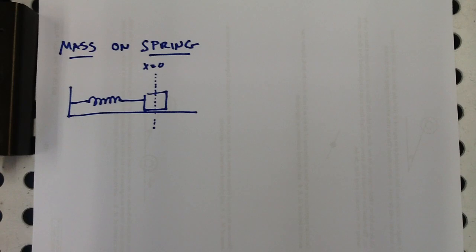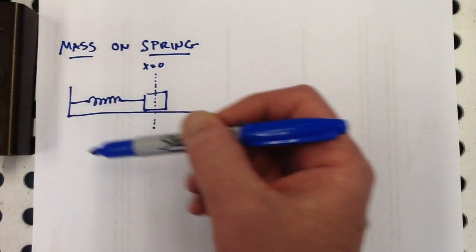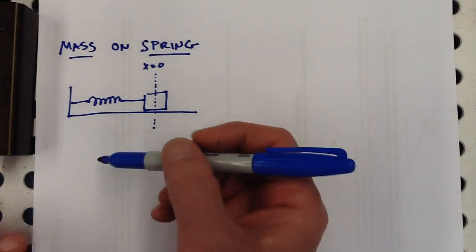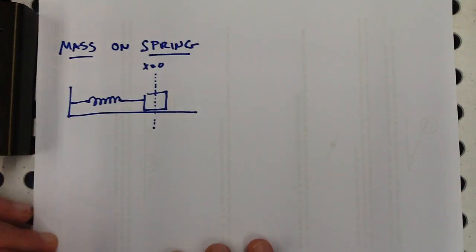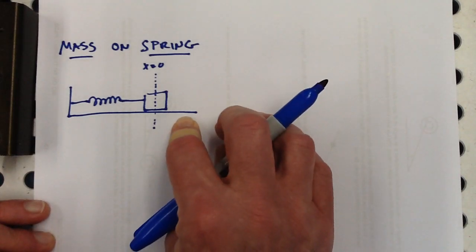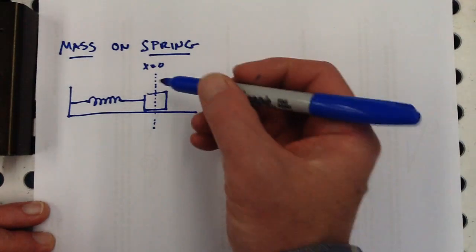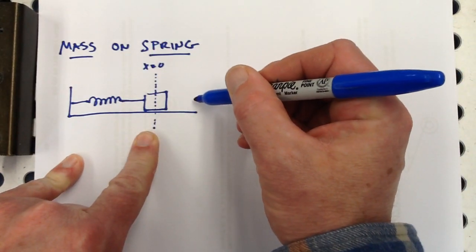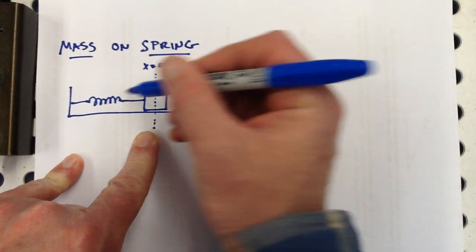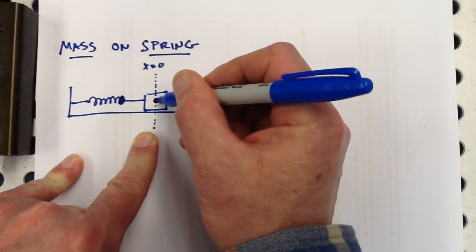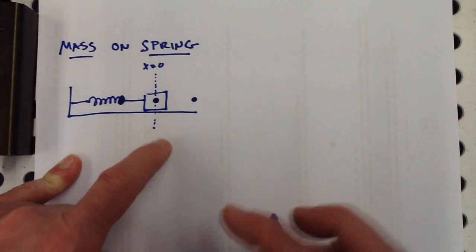Or you could also have it set up like in the computer simulation that you did, where the mass is oscillating up and down. So both of those work. This one is a little bit easier to talk about because you don't have to worry about gravity. So here, you can imagine, I'm going to make a couple of dots here for when the mass is at these different locations.